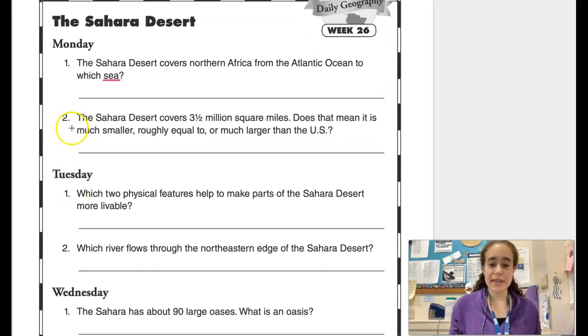Number 2 talks about the size of the Sahara Desert compared to the United States. You've got 3 options here. It says, is it much smaller, roughly equal to, or much larger than the United States. So you have to choose one of these three options.